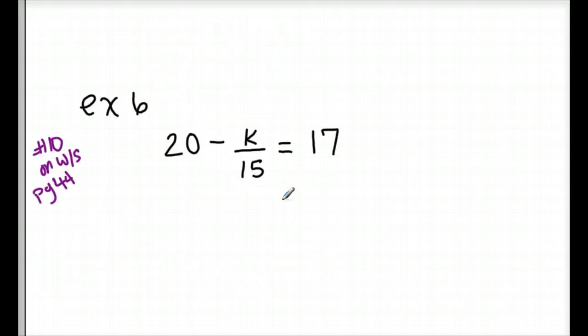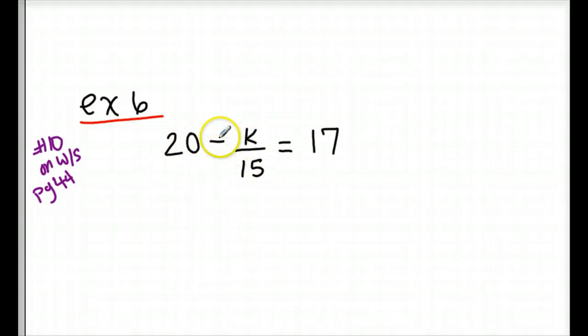All right, so number 6 down here is number 10 on your worksheet. Once you get it, you can just go ahead, like I said before, fill these in or just see if you can get them correct.